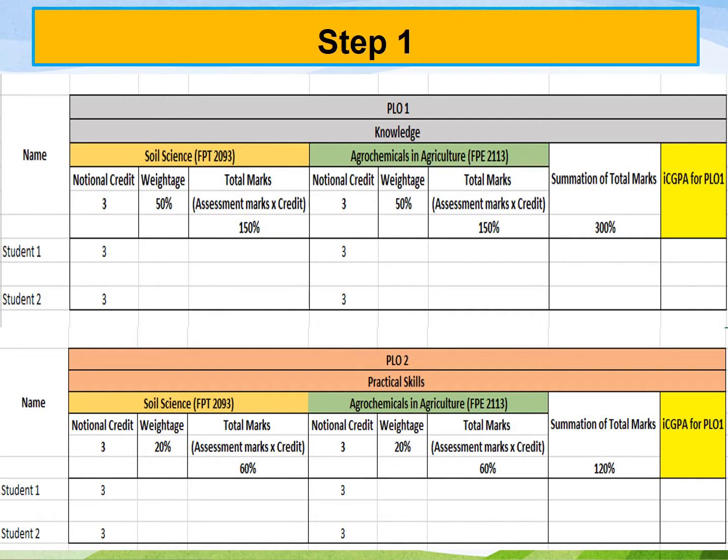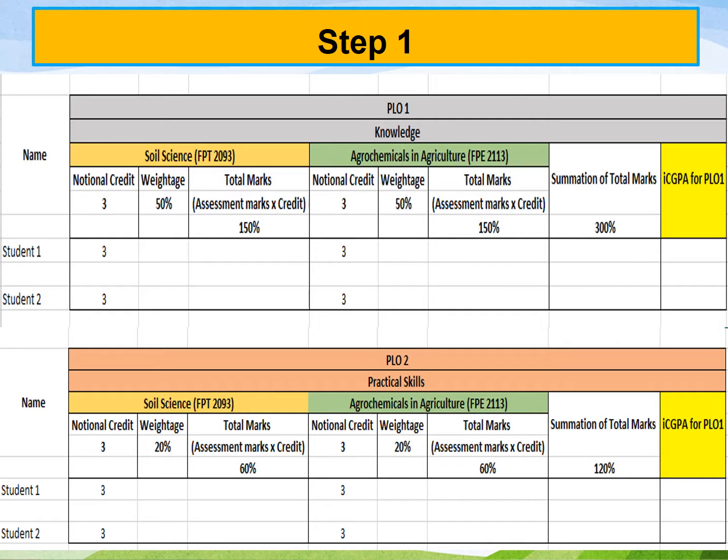In agrochemicals in agriculture, the notional credit is 3. The weightage is 50%. Thus, the total marks is 150%. So how do we obtain 300% under the summation of total marks column? Well, it is very easy. We just need to sum up the total marks under the soil science subject and the agrochemicals in agriculture subject.